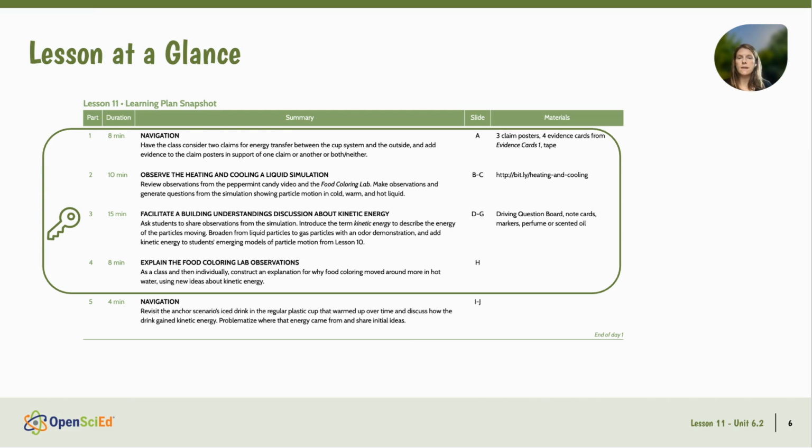So we have one sense-making loop in this lesson. We start by looking at the evidence we have gathered so far, and we examine two claims for what could make the liquid warm up. Then we examine a quick simulator that shows particles of a liquid at different temperatures, followed by a building understanding discussion and an opportunity for students to practice using what they have figured out by explaining what they saw in the food coloring lab in the previous lesson.